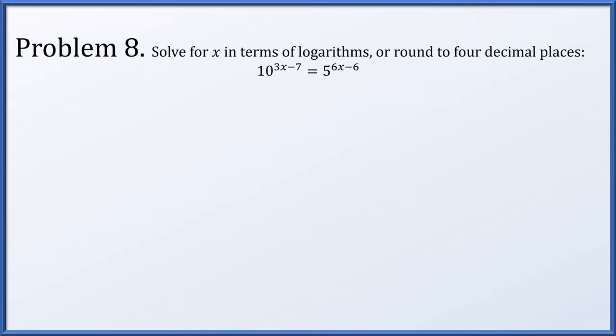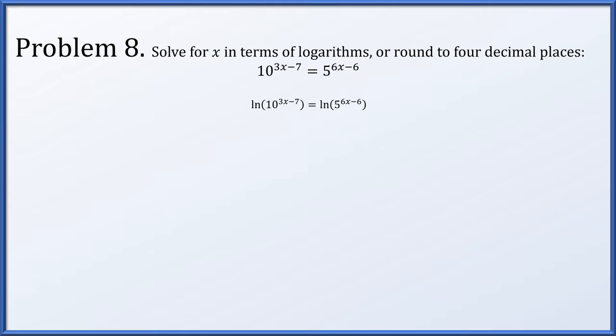In 8, solve for x in terms of logarithms or round to 4 decimal places. We have 10 to the 3x minus 7 is equal to 5 to the 6x minus 6. So we're going to take a log of both sides, and as mentioned earlier, I'll simply use the natural base. Our exponents are where our variables are hidden. To get variables out of being exponents and into being multiples, we need to take logarithms. So with a log of something to a power, we can bring that power out as a scalar multiple.